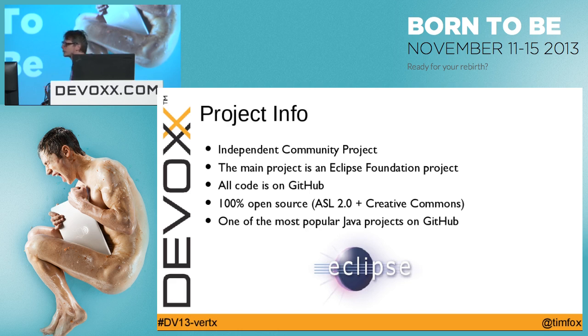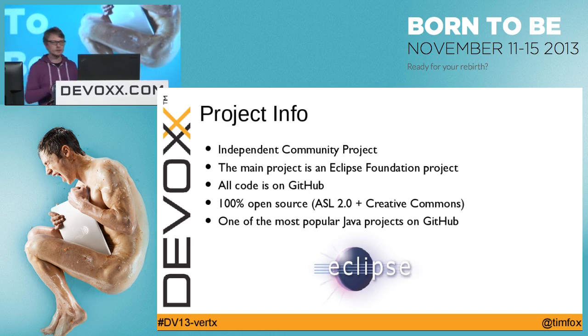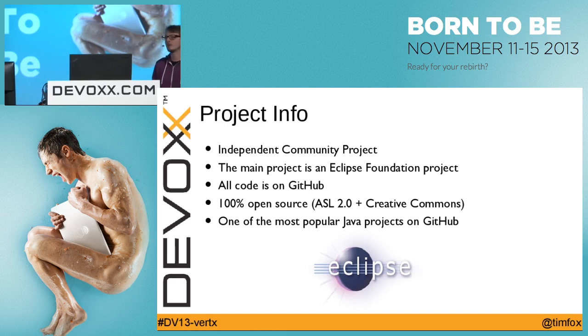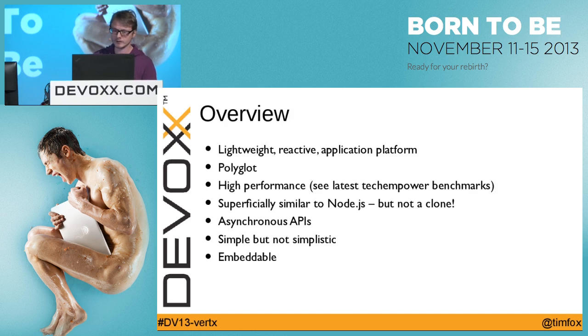So the main project is actually a project of the Eclipse Foundation, and that's a really good thing, because it means that no one company is controlling the project. It's in a neutral entity. All the code's on GitHub, like most open source projects. We're open source. Do I really need to say that anymore? How many projects that you've heard about in this conference are not open source? Probably not that many. So it's the norm now, isn't it? We're one of the most popular Java projects on GitHub currently, going by number of followers. We're number 9 or 10, I think.